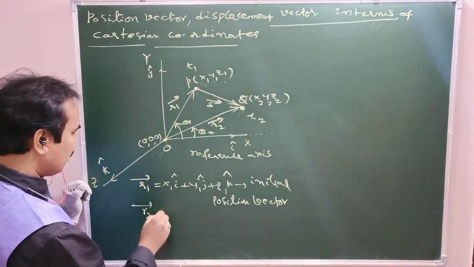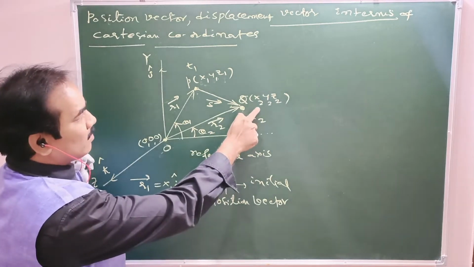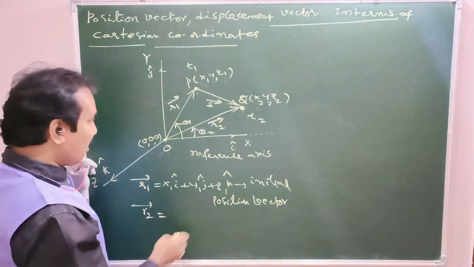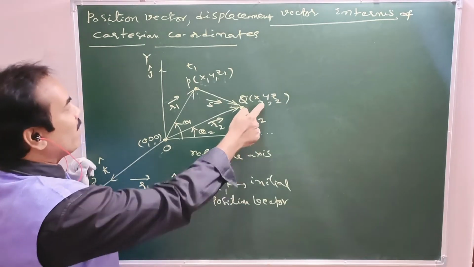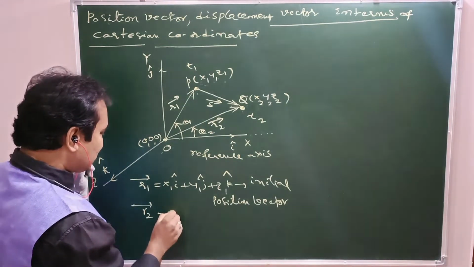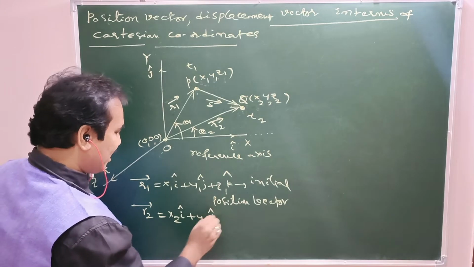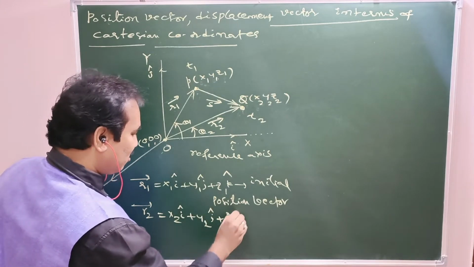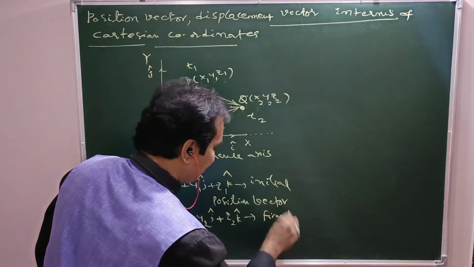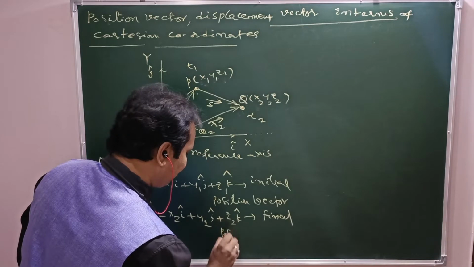Now coming to the final position vector, R2 bar. What are the coordinates for Q? x2, y2, z2. In terms of position vector, R2 equals x2 i cap plus y2 j cap plus z2 k cap. This is the final position vector.